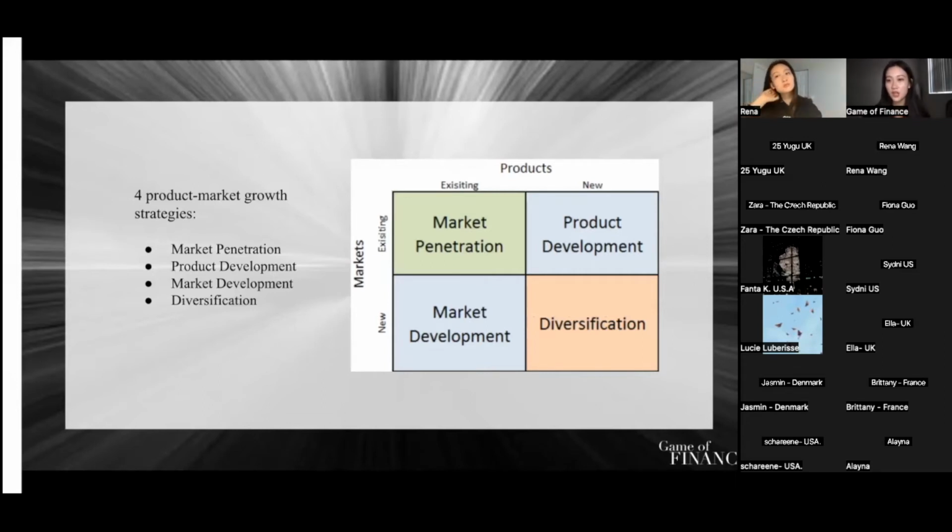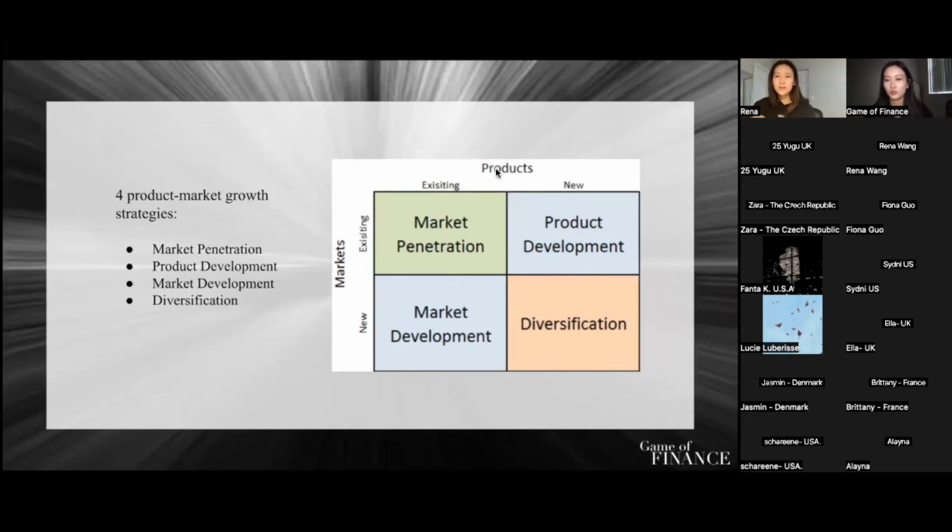Okay, so if we move on to market development, we will see that although we're still selling the same product, we're trying to develop a whole new range of consumers. So here, this means that the product remains the same, but it is marketed to a new audience, exporting the product or marketing it in a new region. And examples of this can be Costco, right?